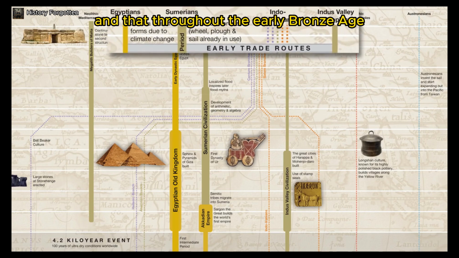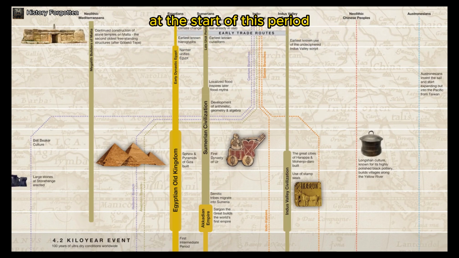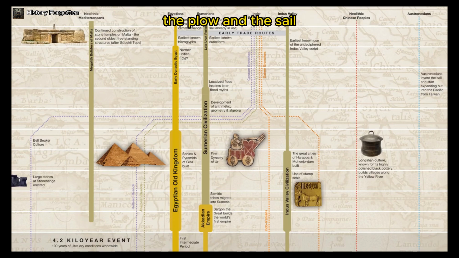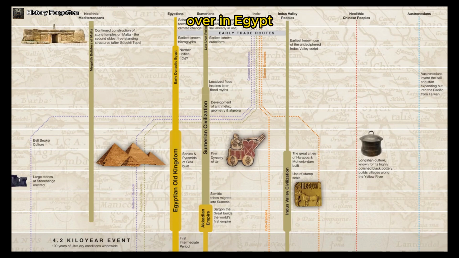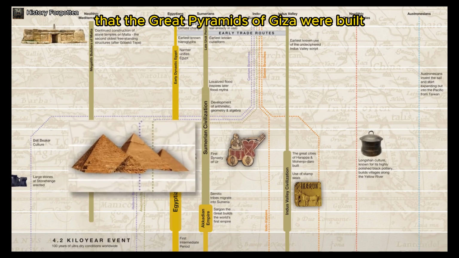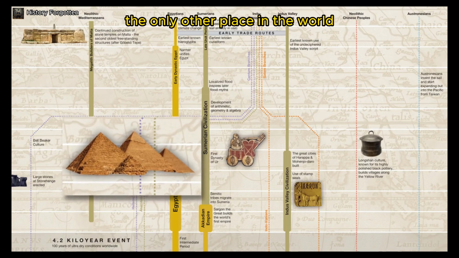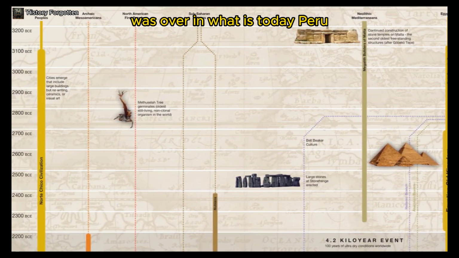Throughout the early Bronze Age, each grew in terms of both size and technology. At the start of this period, the Sumerians had already invented the wheel, the plow, and the sail. But during the early Bronze Age, they also went on to develop astronomy and mathematics. Over in Egypt, it was during the early Bronze Age that the Great Pyramids of Giza were built. Besides these three civilizations, the only other place in the world to have large cities was over in what is today Peru.